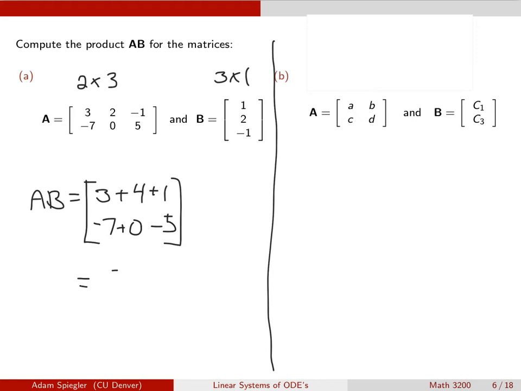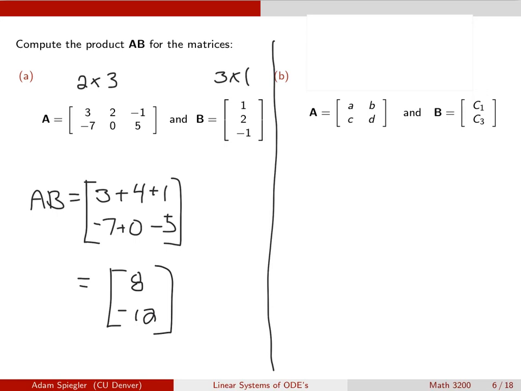So in the end, this product gives me a 2 by 1 matrix. The first entry is 3 plus 4 plus 1. So the first entry is 8. And the second entry is the minus 7, minus 5, minus 12. So the result of that product would be 8, minus 12, a 2 by 1 matrix.